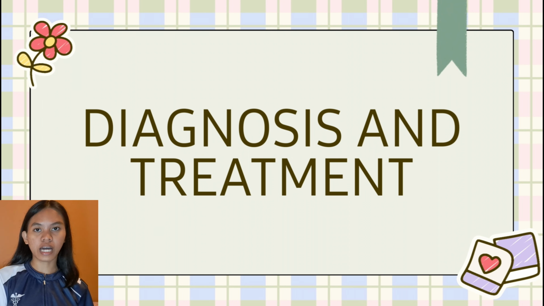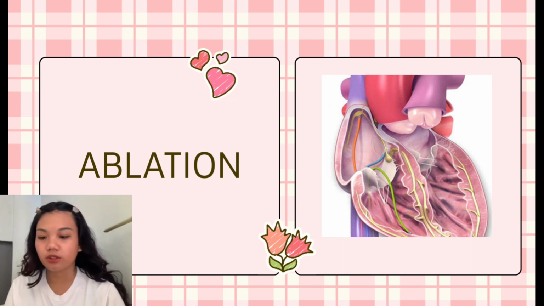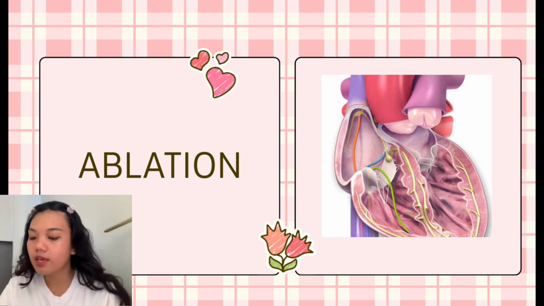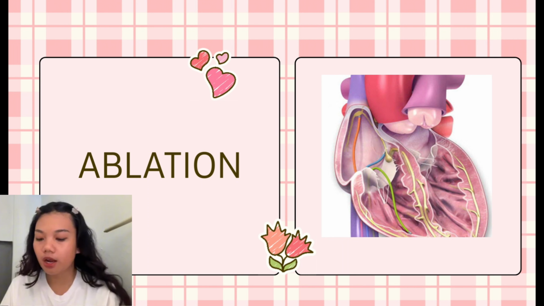Next, we have the diagnosis and treatment. Cardiac ablation, a type of surgical procedure destroying some heart tissues to improve heart function. Some examples of disease that can apply cardiac ablation is arrhythmia. Arrhythmia is a heart problem which is bumibilis or bumabagal ang tibok ng puso.